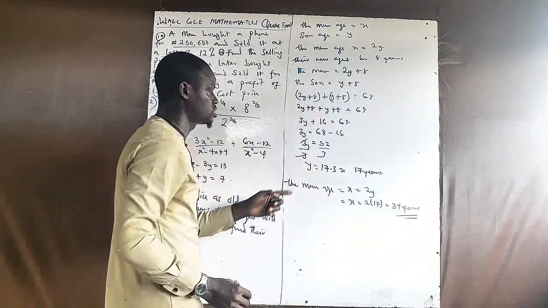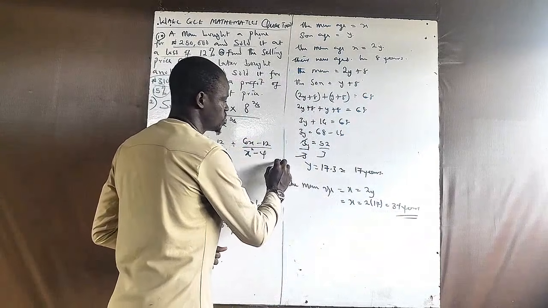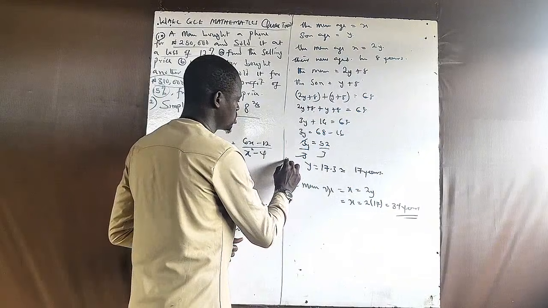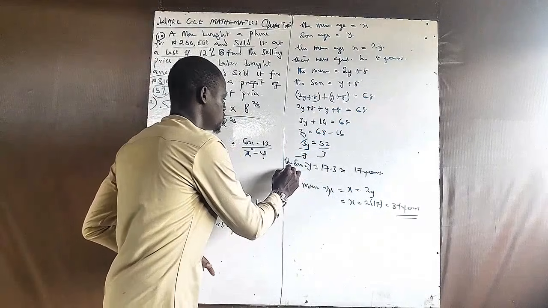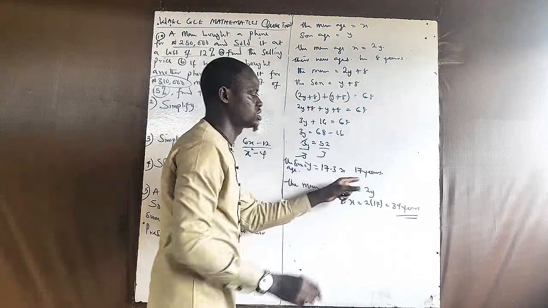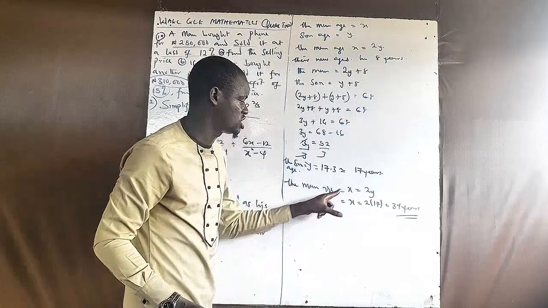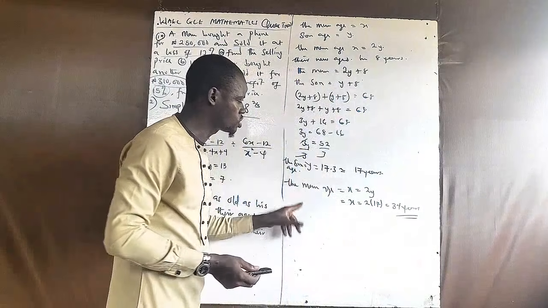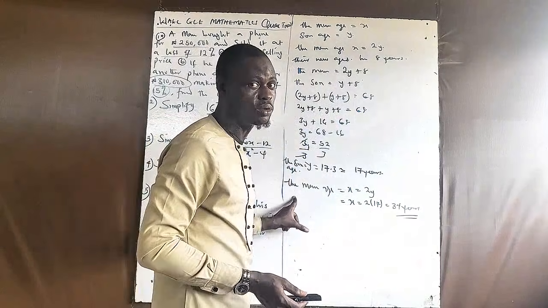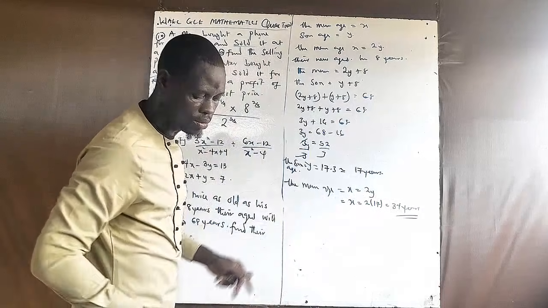So you're going to write it out: the son's age is y, which is equal to 17 years, while the man's age is S, which is equal to 34 years old. Please take note, don't forget to write out each of their ages. Okay, their ages are this. Now, let's move on to the next question, which is question 6.